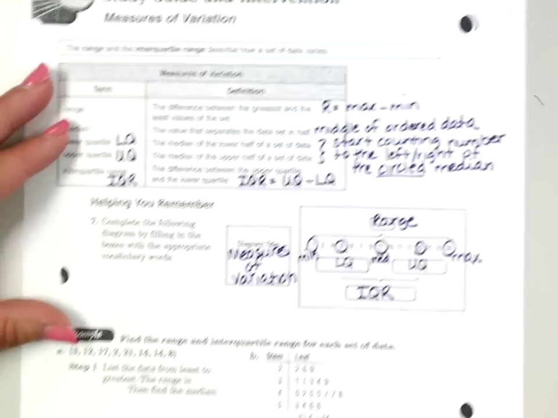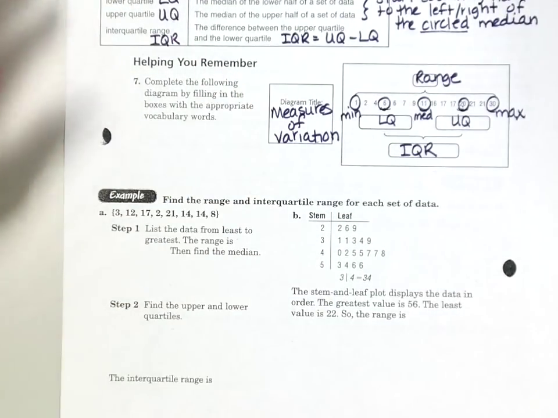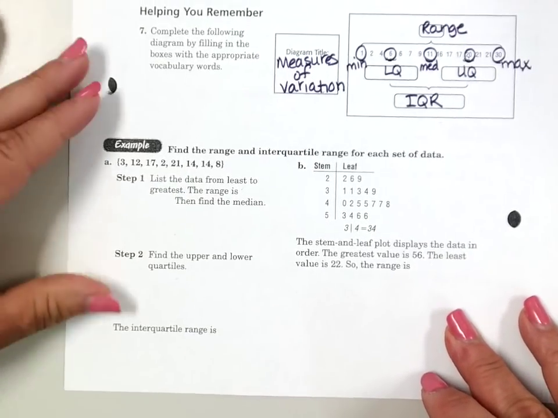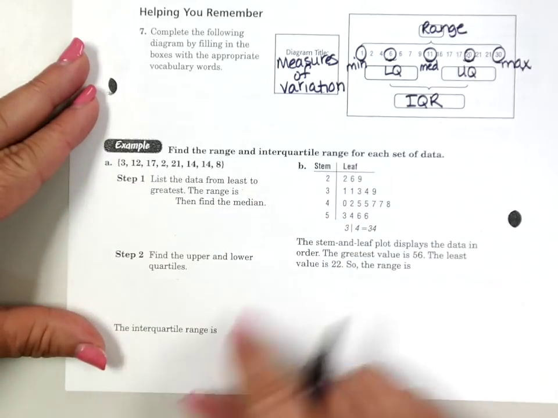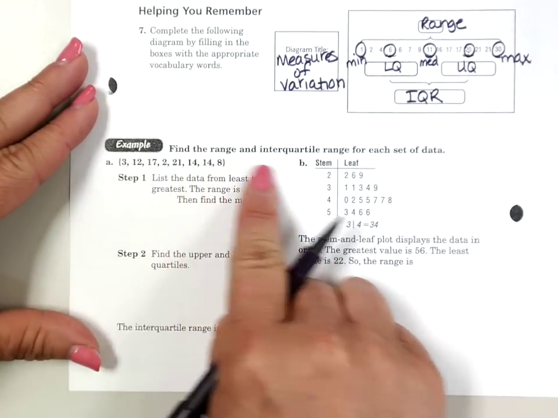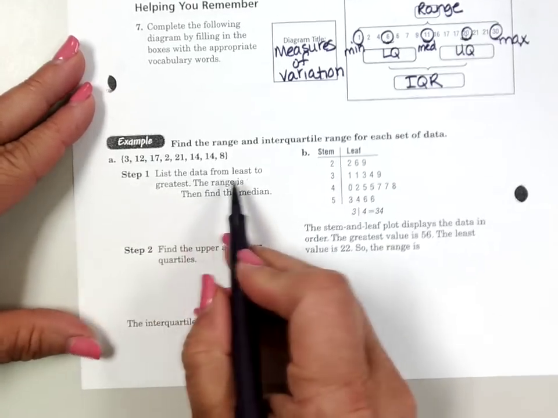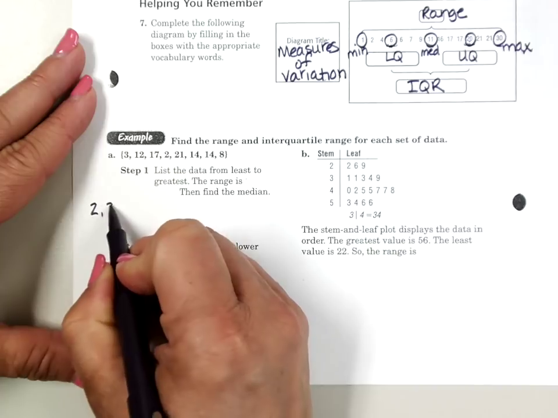Now, as far as the data goes, the data could be in a list or it could be in a stem and leaf plot. And if you don't like it in the stem and leaf plot, you can always write them in a list because they're already in order for you. But if you want to write them out in a list of numbers, you can if it's easier to count. All right, so we're going to find the range and the interquartile range for each set of data. So the first thing we do is list the data from least to greatest. So let's write that together. Pause if you need to at any point.